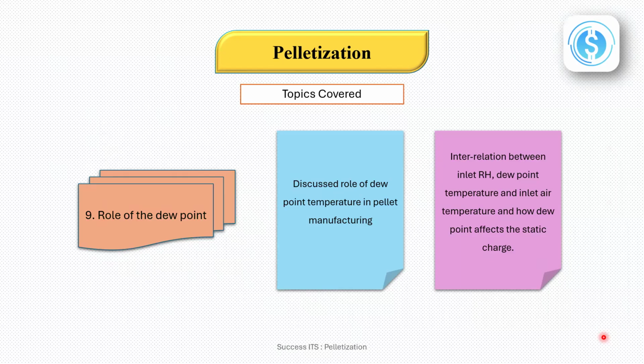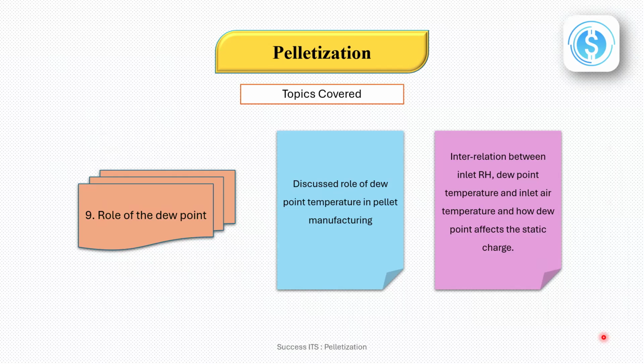the pellet manufacturing process. In this session, we will learn the relationship between dew point temperature, inlet air temperature, and inlet relative humidity. These three parameters are closely related and together influence the drying performance of the fluid bed coater. Maintaining the correct balance between them ensures efficient moisture removal, proper pellet drying, and consistent product quality.